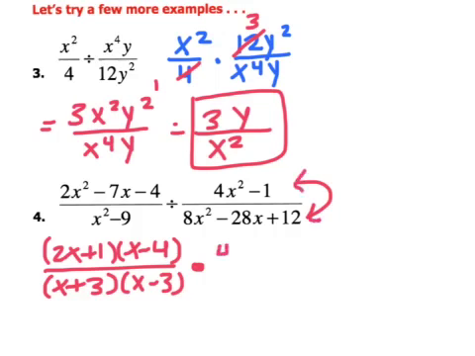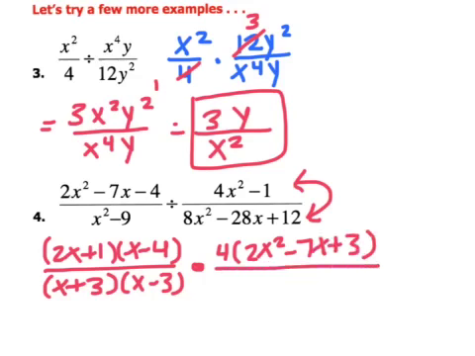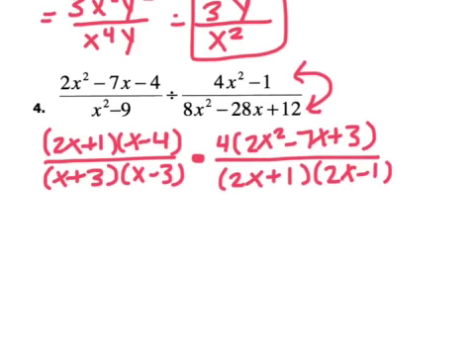I'm going to go ahead and factor a 4 out of the 8x squared minus 28x plus 12. That leaves me with a 2x squared minus 7x plus 3. My new denominator is dots, so 2x plus 1 and 2x minus 1. And I'm not quite ready to slash or cancel anything out yet. First, I need to factor everything completely.